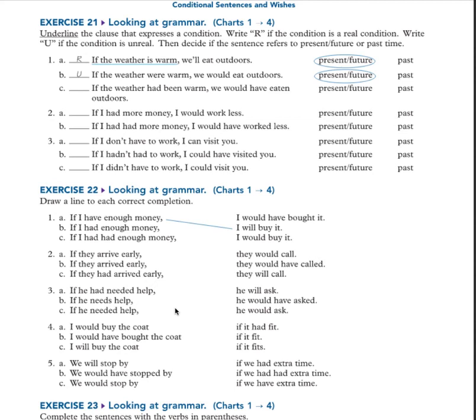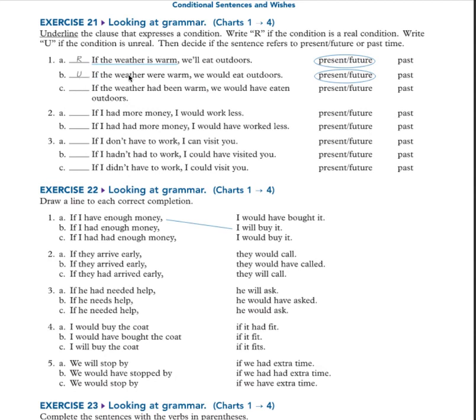Let's look at exercise 21. On exercise 21, it says underline the clause that expresses a condition. Write R if the condition is a real condition. Write U if the condition is unreal. Then decide if the sentence refers to present or future or past time. Here, number 1A. If the weather is warm, here's the clause that expresses the condition. We'll eat outdoors. So this is real, because the verb is in the simple present, and we will eat, will, and the verb in the simple form. So it's real, and this is in the present future.